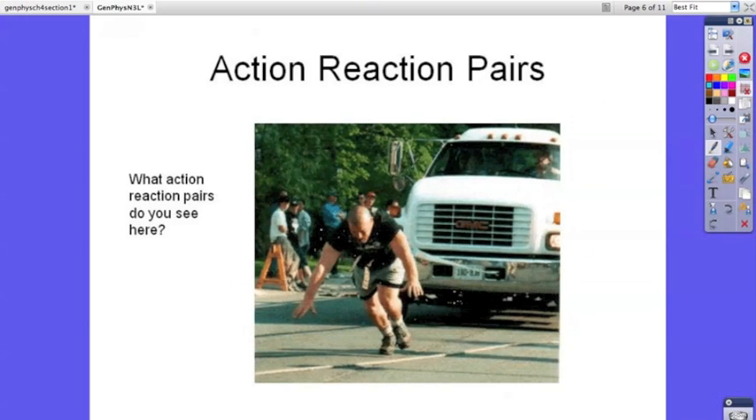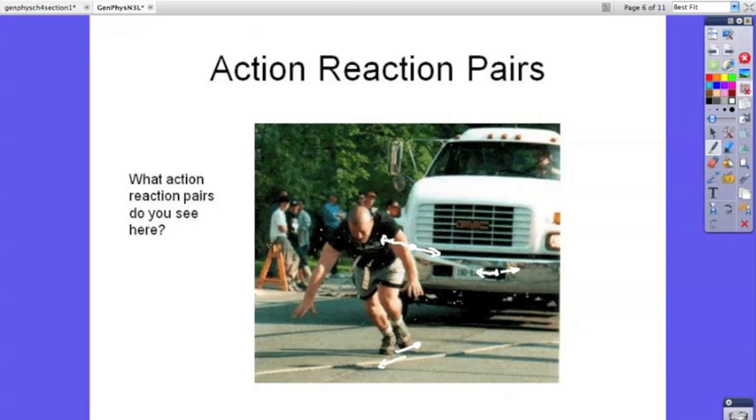So let's look at this picture and see if we can pick out some action-reaction pairs. What do you see? Well, let's start with this guy. He's pushing back on the road, and the road's pushing him forward. That's an action-reaction pair. Well, there's some tension here. This strap that he's hooked to the truck with, it's pulling him back, and he's pulling it forward. Well, and here, it's pulling the truck forward, and the truck's pulling back on it.